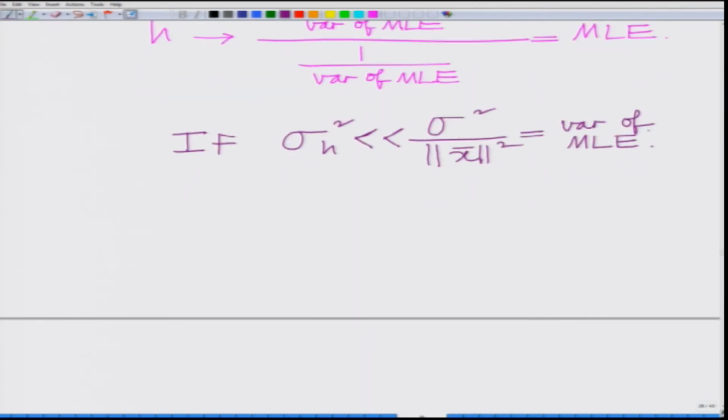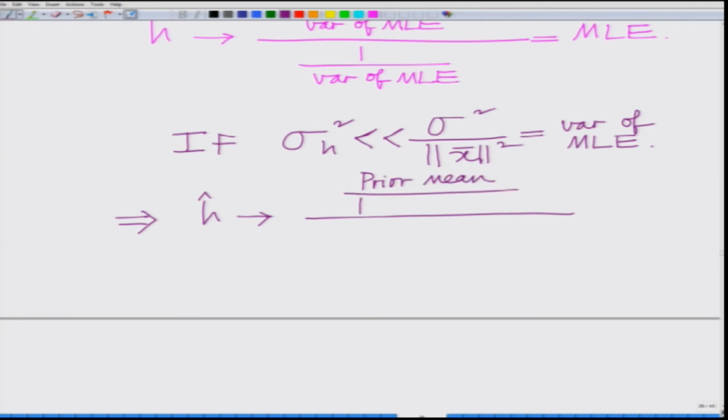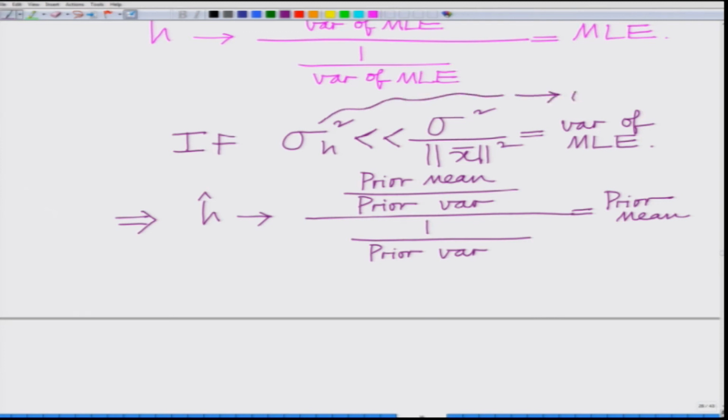So, therefore, what we have, this implies h hat tends to the prior mean divided by 1 over the prior variance, in fact it tends to the prior mean. So, if sigma h square, this quantity basically tends to 0, the prior variance is very small.